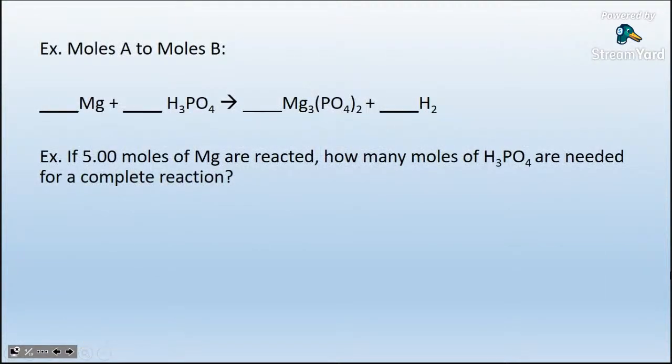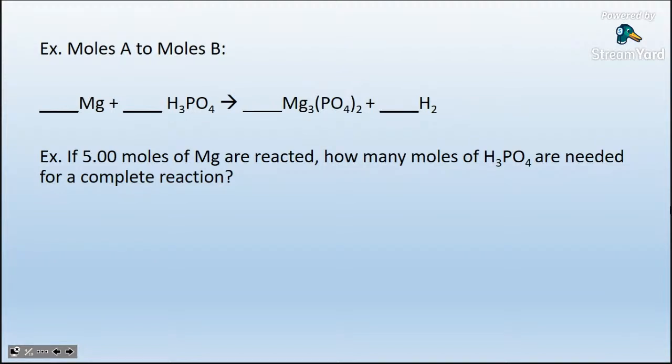So let's go on and start with probably one of the easier types, because all we're doing is a balanced equation with this, and do a moles of A to moles of B. So we're given this equation: magnesium reacts with phosphoric acid to produce magnesium phosphate and hydrogen gas. And the first thing we have to do is balance this equation. And again, if you don't know how to balance equations, go back, watch the video that I've made on balancing equations, and get up to speed on that.